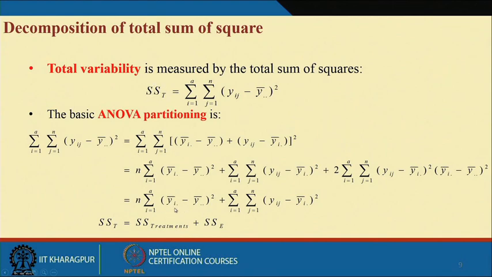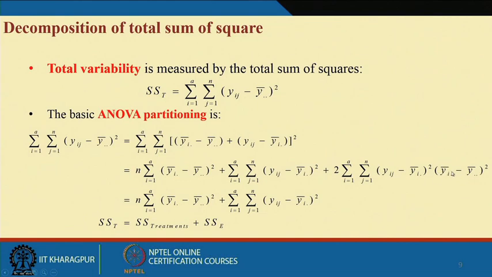Here, each of the treatment means is subtracted from the grand average, squared, and summed across all the levels. This is nothing but the sum of squares treatment, and the rest is the sum of squares error. From here to here is very simple. This quantity remains valid, this quantity remains valid, and this quantity becomes 0, because if you sum up over j equal to 1 to n, you will find that it becomes 0.